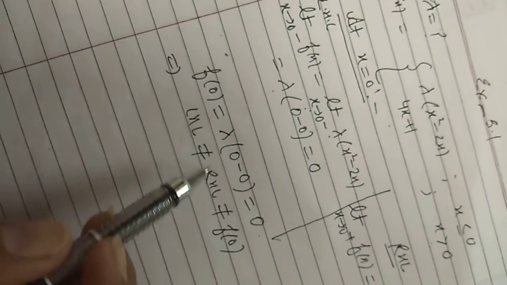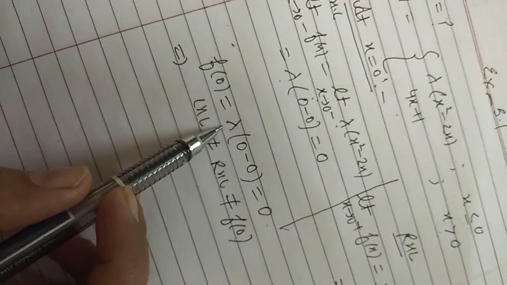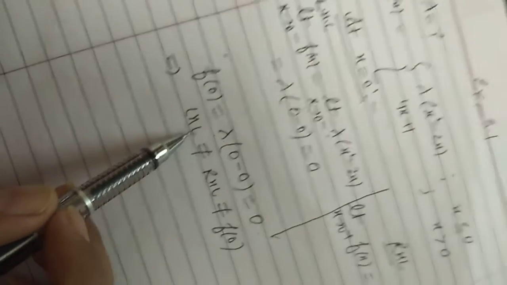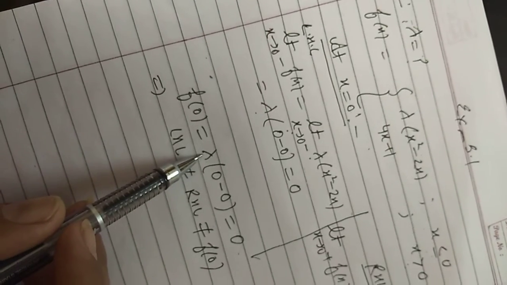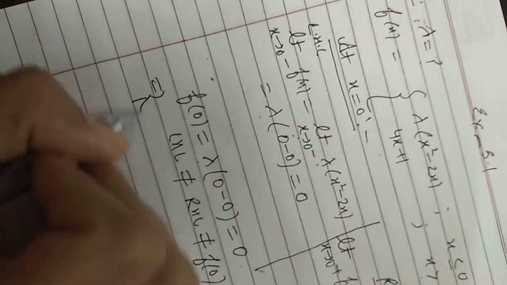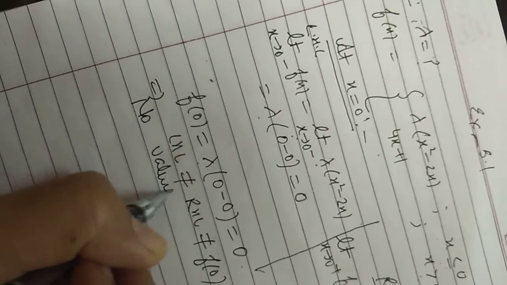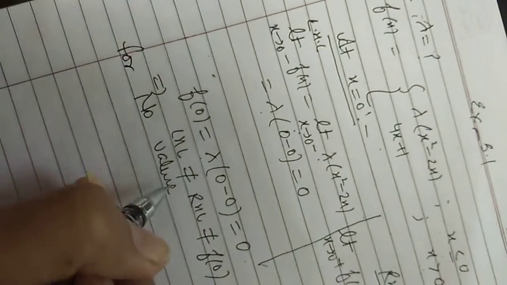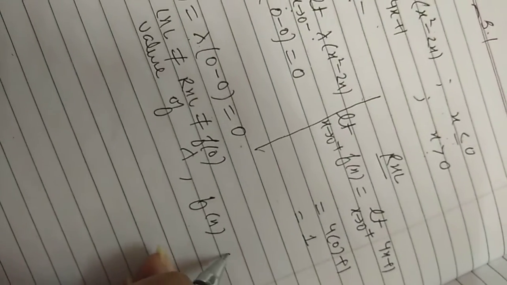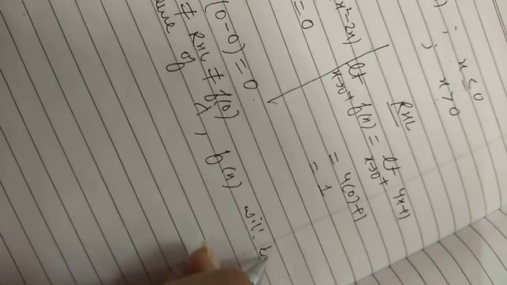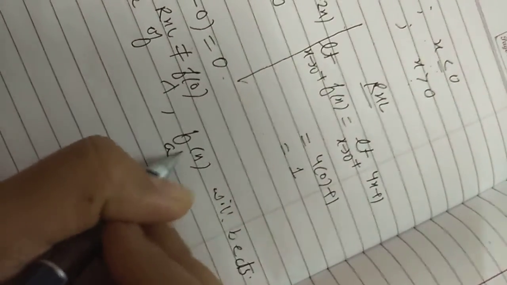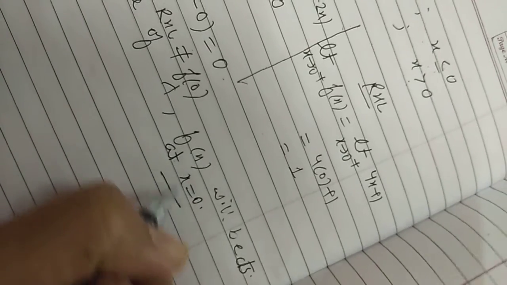So what we will say here, whatever be the value of lambda, will it affect the continuity of the function if I put different values of lambda? No, it will not. So what we will say, for no value of lambda will the function be continuous at x equal to 0.